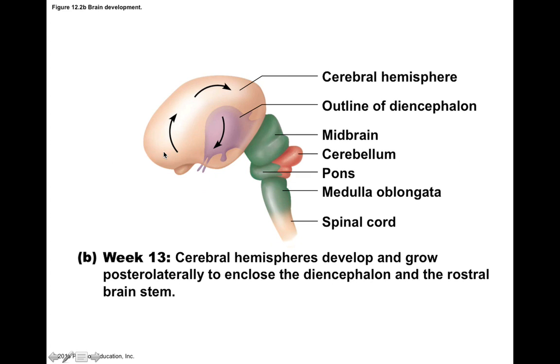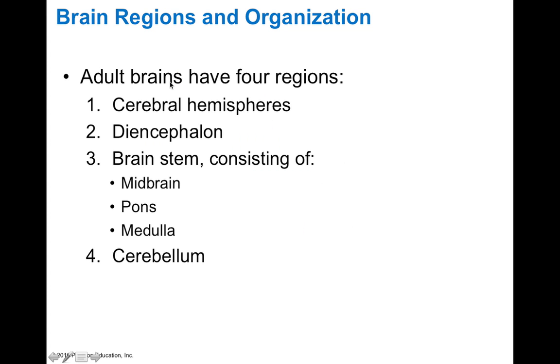Now, if you start to look here, as the neural tube differentiates and grows, we see the telencephalon starts to get so large that it surrounds and encases the diencephalon, whereas our brainstem stays separate. Now, adult brains have four major regions. We have the cerebral hemispheres, diencephalon, our brainstem, and our cerebellum.